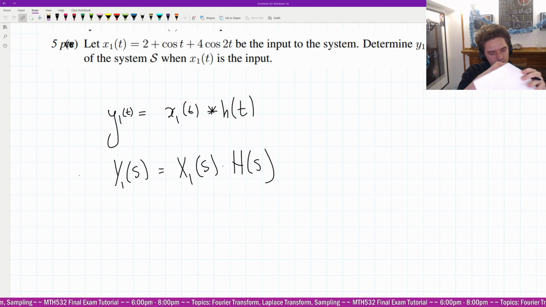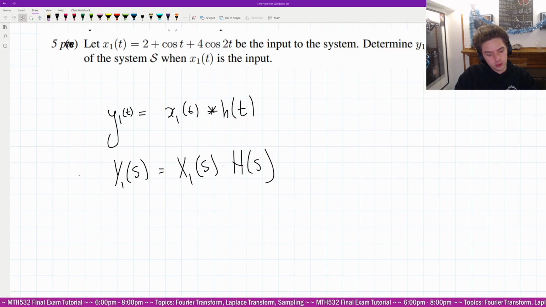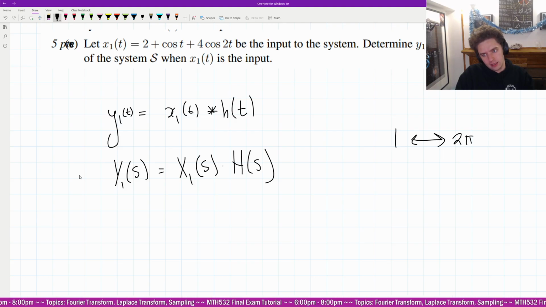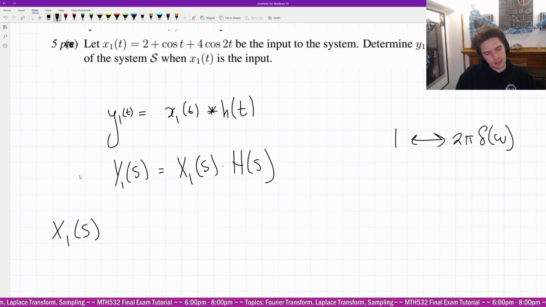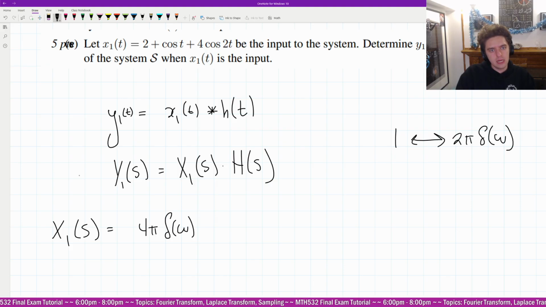The first one we're going to use from the Fourier transform table is number 1, which is 2 pi delta omega. Since we have a 2 there, and right now I'm finding x1, it's going to be 4 pi delta omega. Okay, cosine t, let's go back to our table. Cosine omega naught t is on the table. That's number 9, and that's going to be pi.